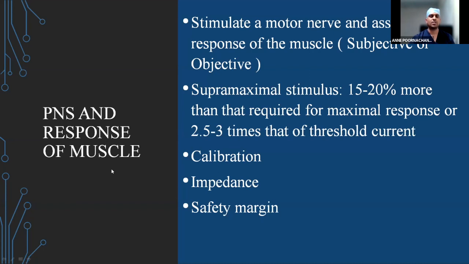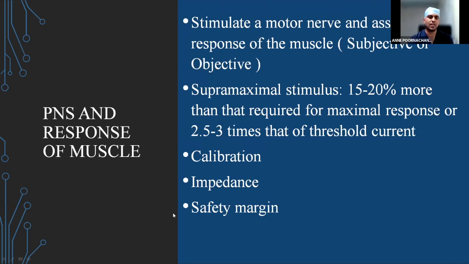And while using a peripheral nerve stimulator, we need to know these things. Supramaximal stimulus is 15 to 20% more than that required for maximal response. We use supramaximal stimulus to overcome the resistance of the skin. Next, calibration of the device. Impedance is the resistance offered by the skin. New monitors display the impedance also.